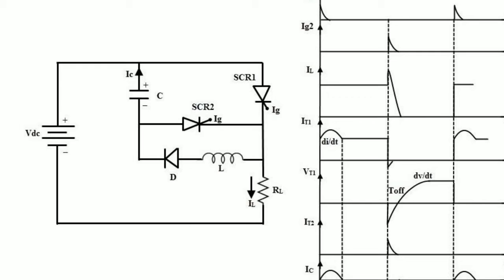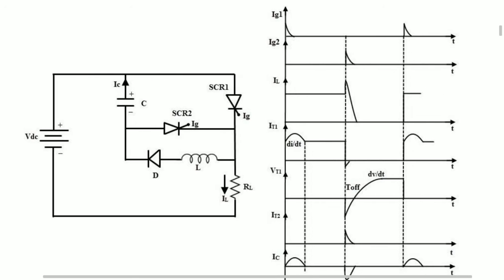The current flowing through the SCR will be maximum as compared to the current flowing through the load resistance. Due to this, SCR1 turns off. So we can see SCR2 is used to turn off the main SCR, or SCR1. This is the basic principle behind class D commutation.